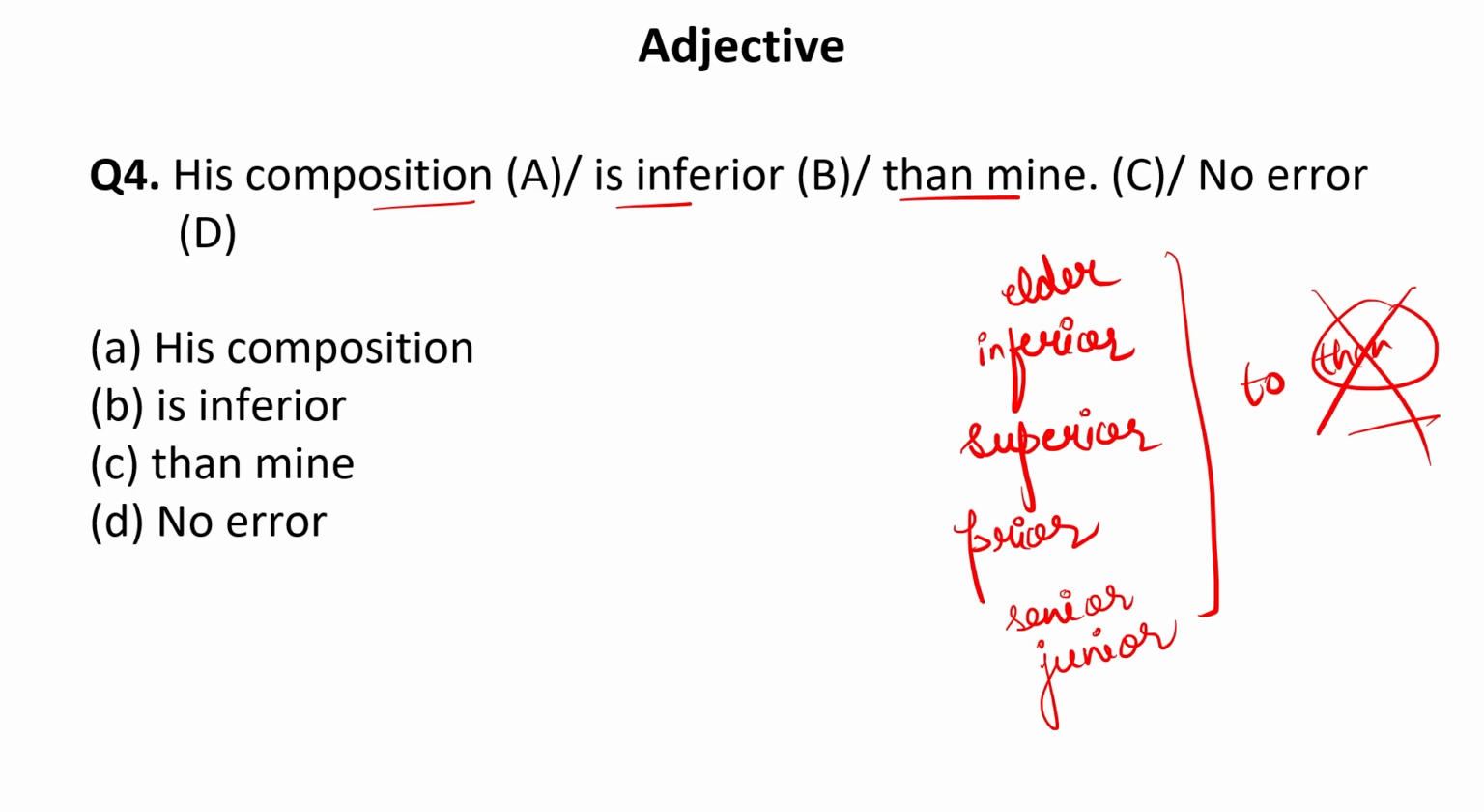But these are comparative words. They do not have any positive degree of them. For example, elder is elder, and we cannot write eld in positive degree. It is inferior. We do not have any positive degree of such words. Therefore, these words are comparative words, not comparative degrees. And if they are not comparative degrees, we need a preposition after them, not than. So this than is incorrect. It should be replaced with to. So the correct sentence will be his composition is inferior to mine. Therefore, the error is in part C. So our answer is C.